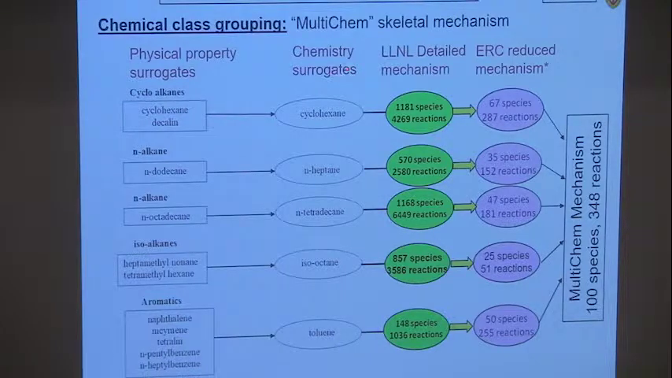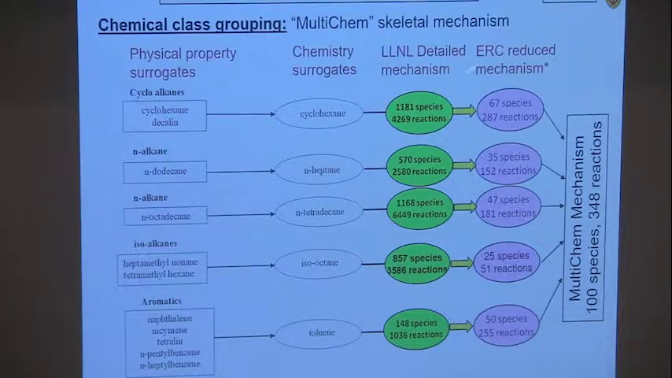And then the chemistry surrogates for each of those classes, we picked from the available Los Alamos National Lab detailed mechanisms, but species that we felt represented those classes of surrogates. So cyclohexane for the cycloalkanes, N-heptane and isooctane for the N and isoalkanes. For the larger molecules, N-tetradecane, and toluene for the aromatics. If you look at the Los Alamos available mechanisms on their website, you see the huge number of species associated with each of these classes of fuels.